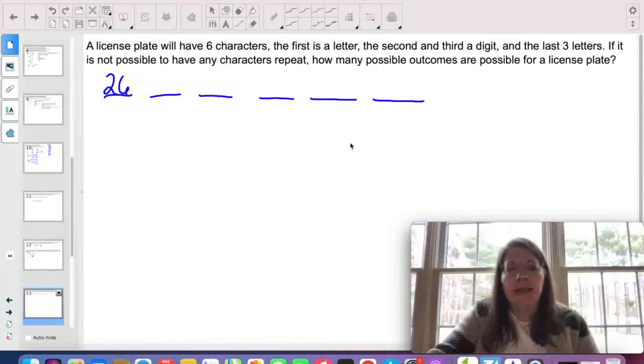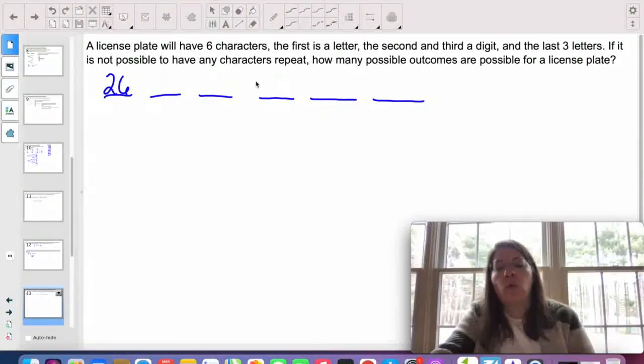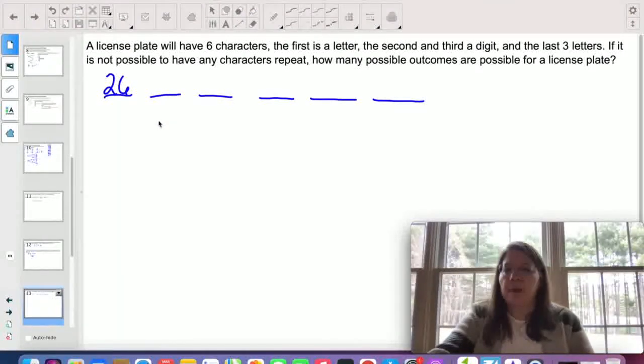Now, it does tell us it is not possible to have any characters repeat, so that's going to be important soon. Now, let's think about that. Are there digits in the letters? No, there are not. So, for this character, we have a possible outcome of 10 separate digits.